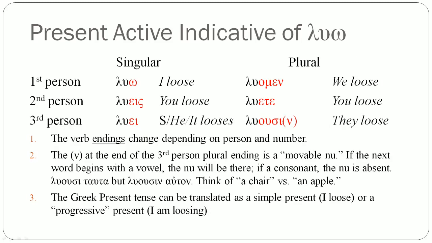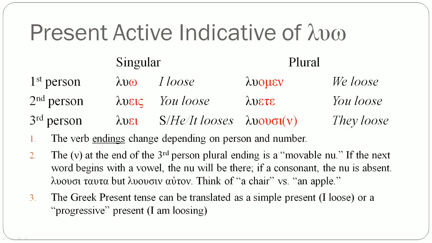And here I've highlighted in red the endings, okay, the verb endings, and those are the things that will change. Okay, that's what tells you, is this second person plural, is it third person singular, is it first person singular? Okay, by looking at the endings. The omega ending there is always going to be first person singular. All right, second person singular, epsilon, iota, sigma.